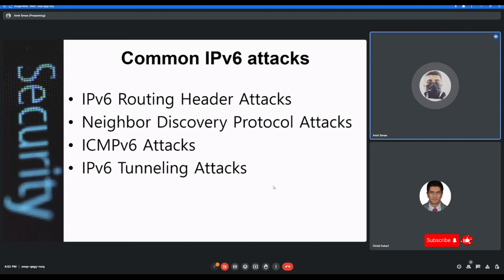ICMP version 6 attacks, or Internet Control Message Protocol version 6 attacks. ICMP version 6 is integral to IP version 6 operations but can be a source of DoS attacks. This can be used to perform malicious activities like DDoS attacks. IP version 6 tunneling attacks. IP version 6 data can tunnel through IP version 4, which can be a threat if the data contains malicious code, as security devices might not inspect tunnel traffic.